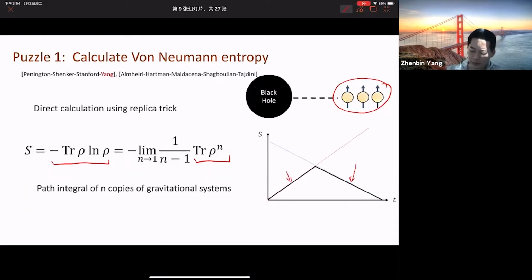At early times, this replica wormhole geometry does not dominate, so only the fully disconnected geometry dominates. That is the same as the original Hawking calculation, so you get the same result as Hawking predicted. And in the middle, there's a first-order phase transition.